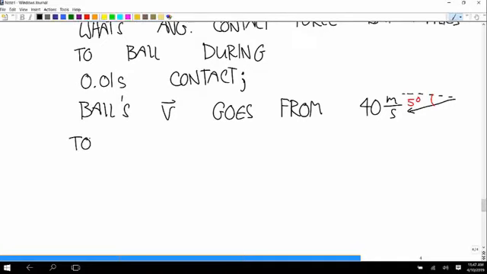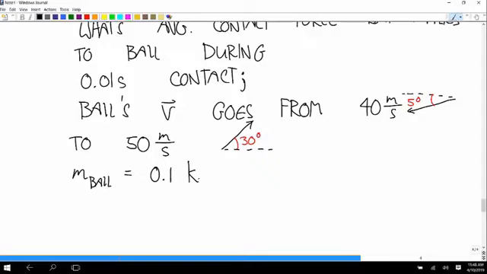To 50 meters per second this way, where this angle is 30 degrees. And the mass of the ball is right about 0.1. A baseball is 0.145 kilograms. Let's just call it 0.1 kilograms.